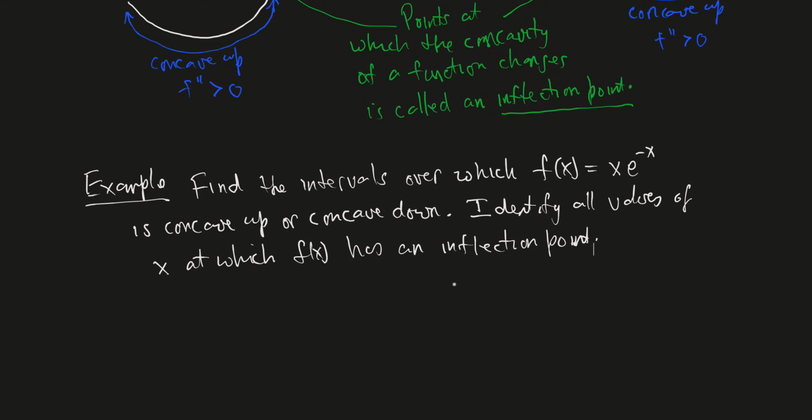All right. So if we take a look at this function, just another note: it's always important to identify the domain of this function. The domain of the polynomial x is all real numbers. The domain of the exponential function e to the negative x is all real numbers. So the domain of the product is all real numbers. So just make a note, the domain of f of x is negative infinity to positive infinity.